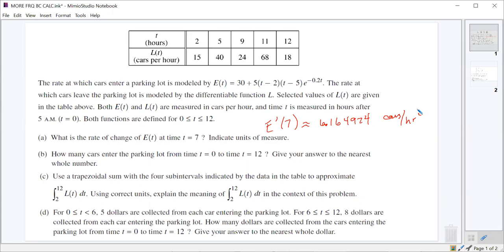Okay. Part B, how many cars enter the lot from 0 to 12? That should be easy also. That's just an integral from 0 to 12 of the rate at which they enter. Don't need to care about how many cars leave. It's just 0 to 12 of E of t. And that came out to be, to the nearest whole number, 520 cars.